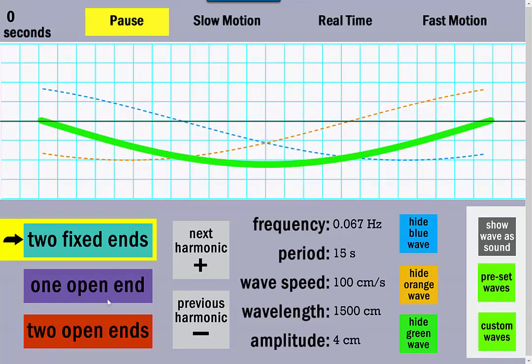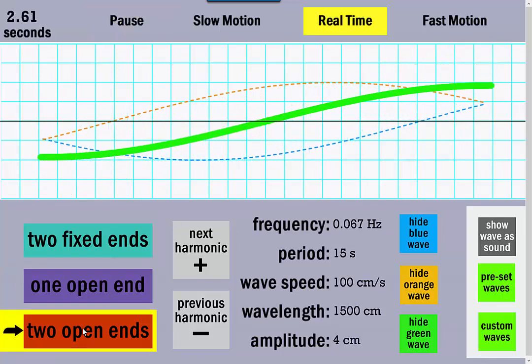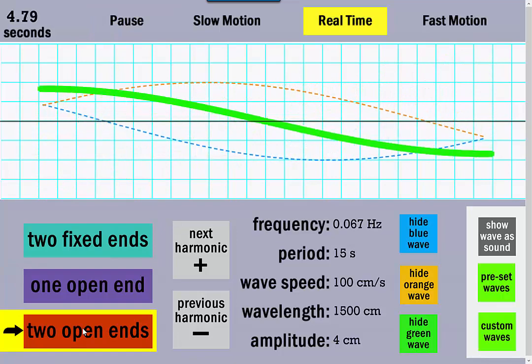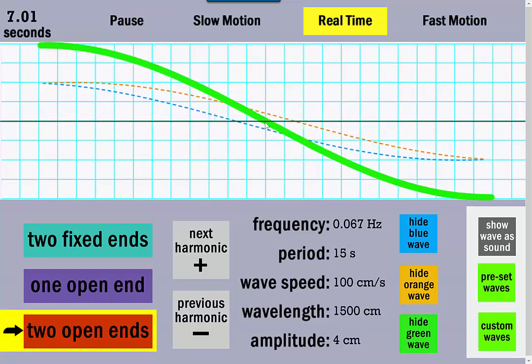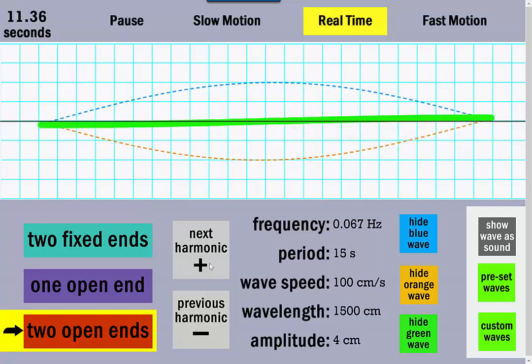Okay, so in this simulation, we're going to start with a pipe that has 2 open ends. And we have just the first harmonic showing here. You can see how the particles in the center aren't moving, and those at the end have the largest displacement, just like we had before.